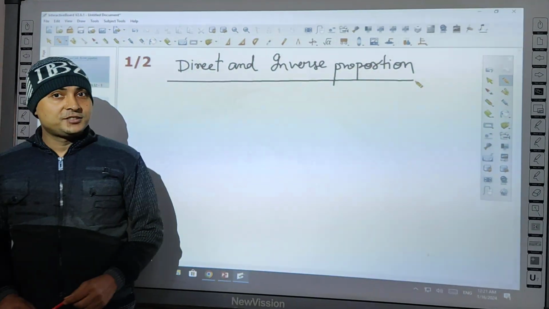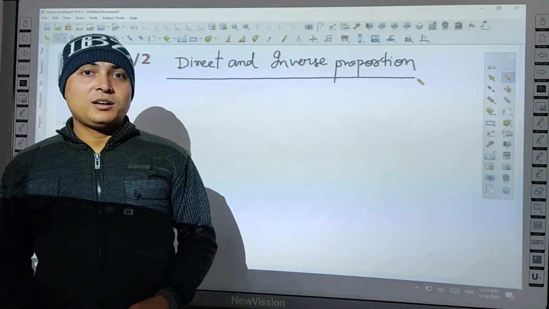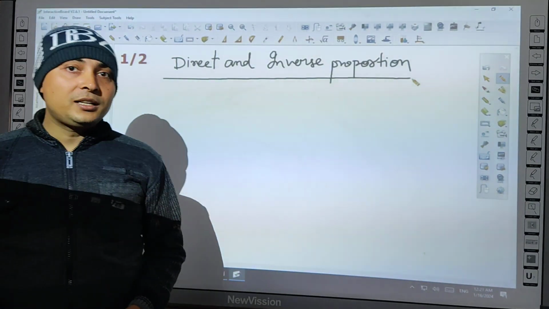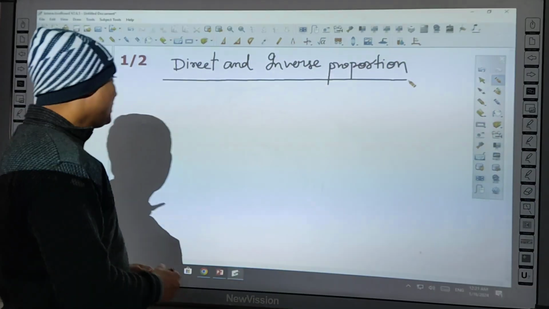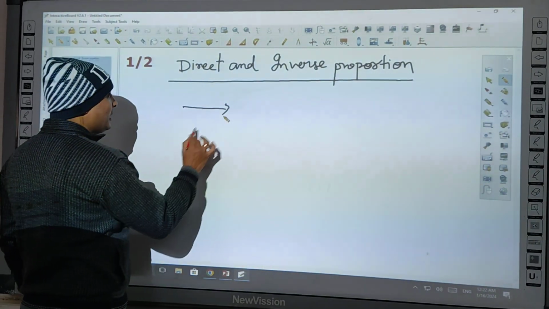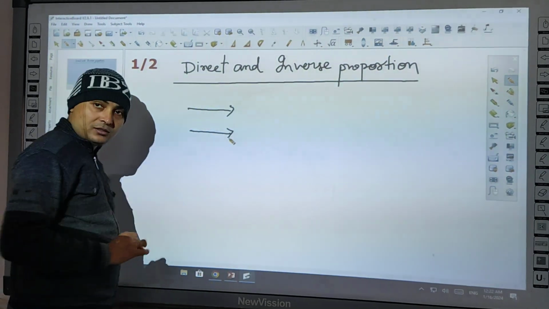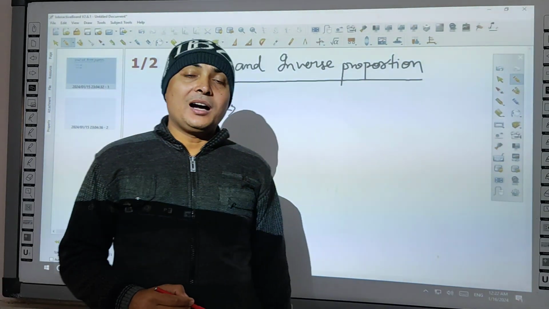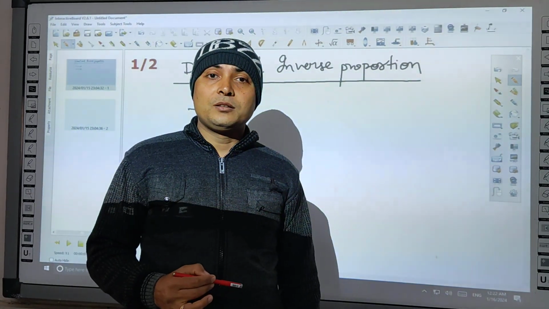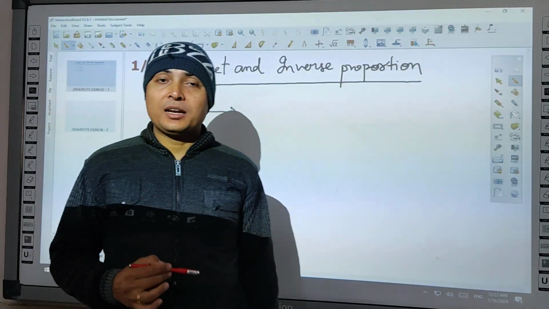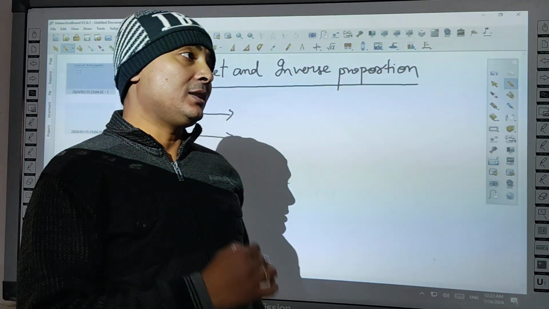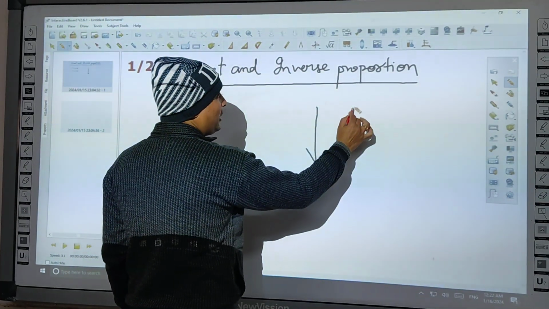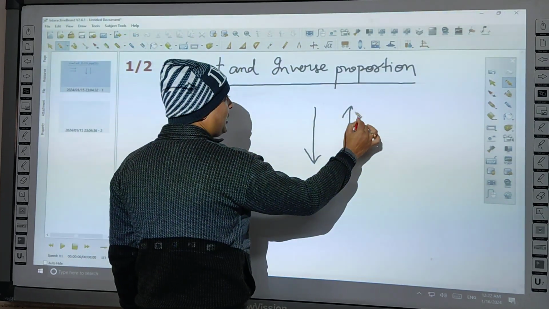Good afternoon, students. Yesterday we already learned about the direct proportion, where two quantities are related directly to one another. It means if one quantity is increasing, then the second quantity will also increase. Now today we will learn the relation of inverse, when two quantities are inversely related to one another. It means if one quantity is increasing, then the other quantity is decreasing.